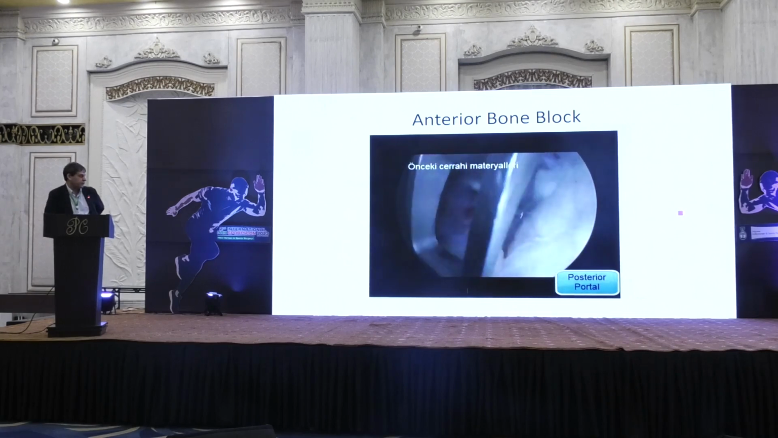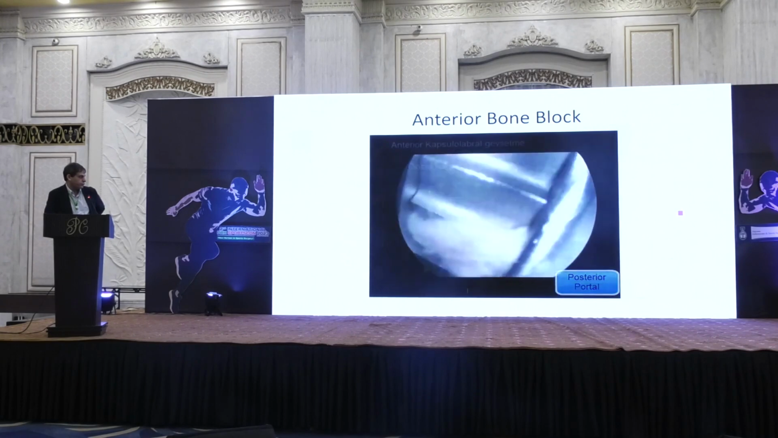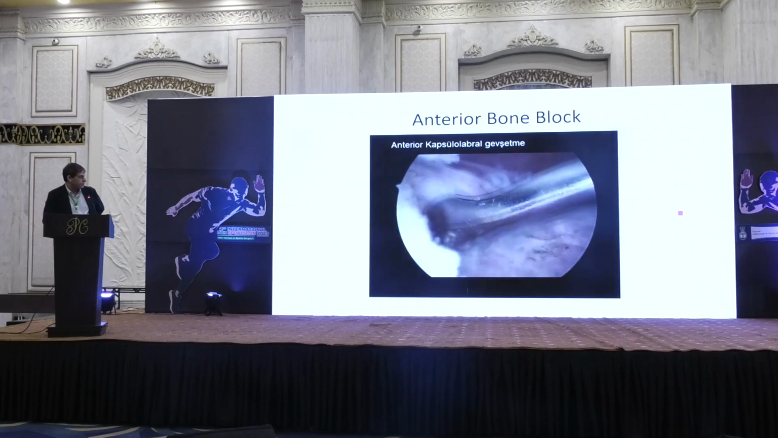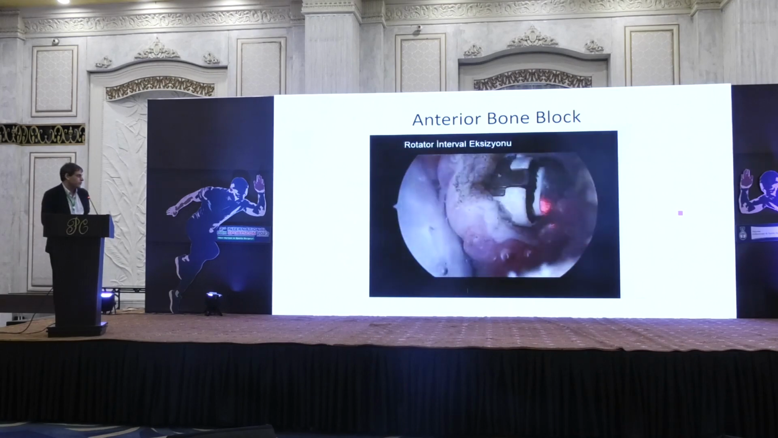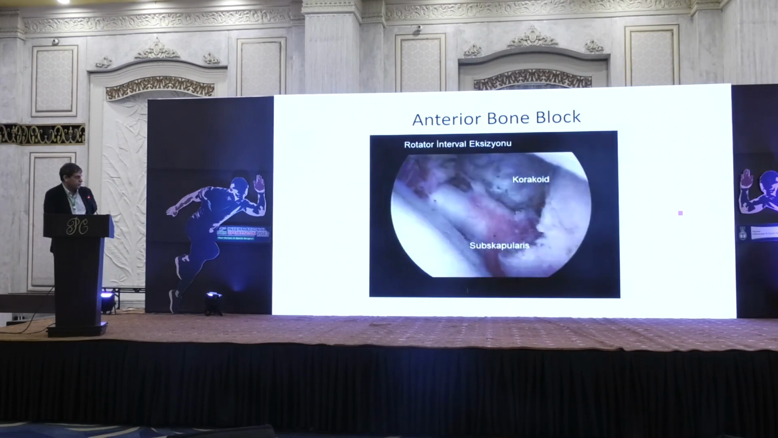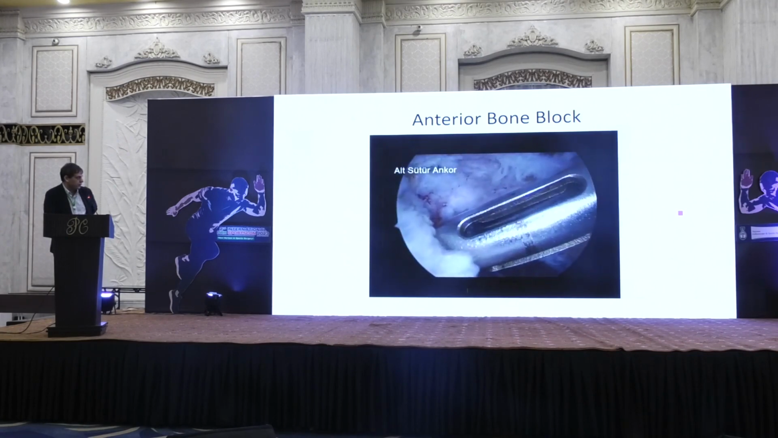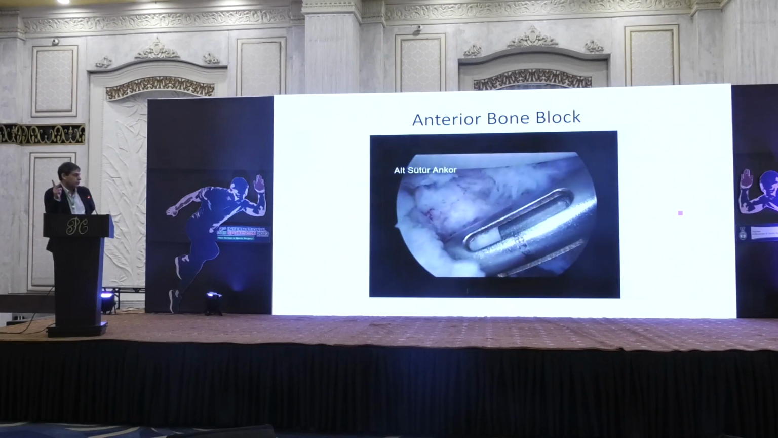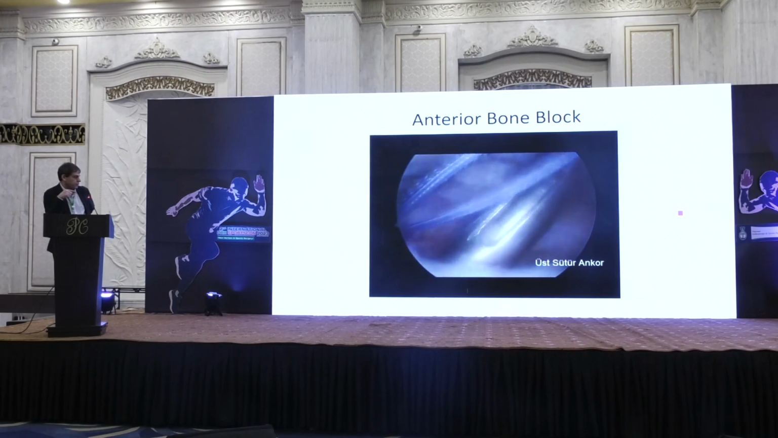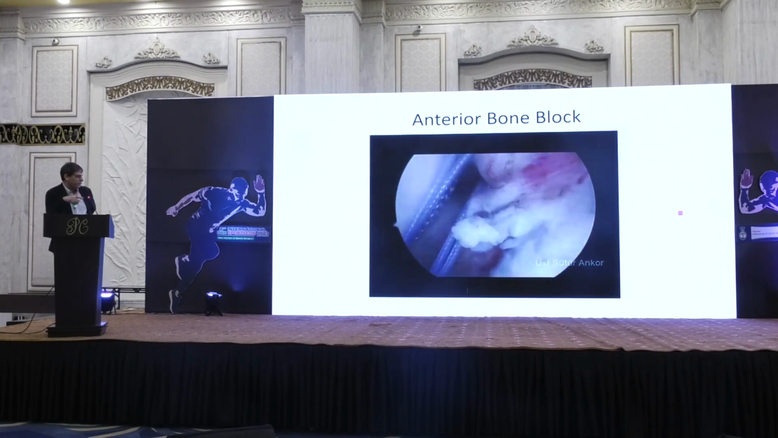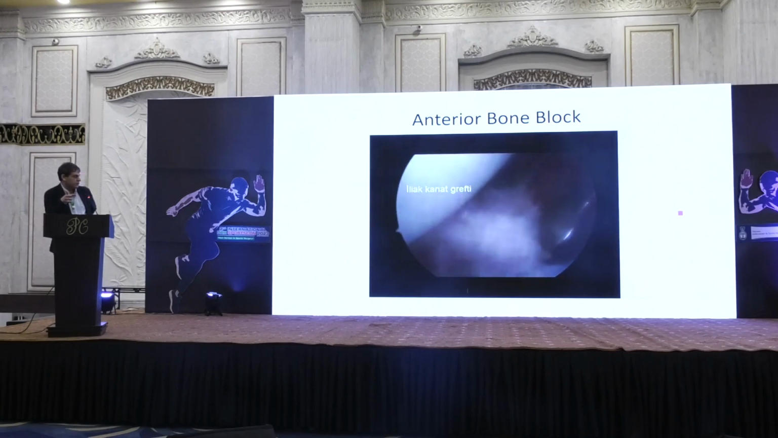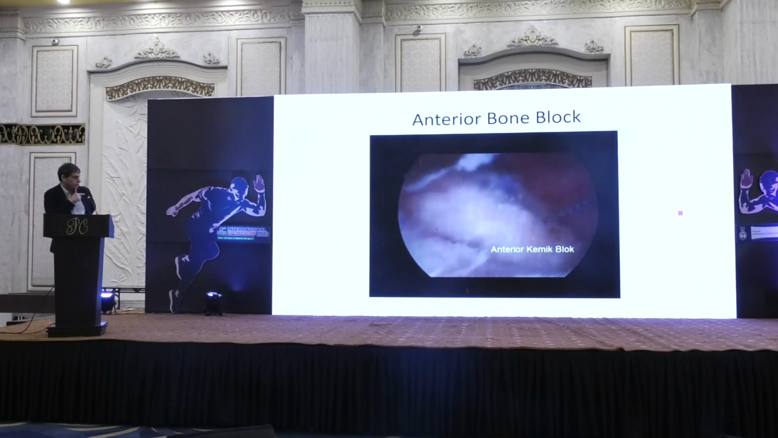Here you can see this is a revision case. We are looking for the posterior portal. Sorry, the writings are in Turkish. So we are removing the interval first. The interval is removed. You can see the coracoid, subscapularis. Then we put two anchors into the spongious bone. This is the second anchor. Then we made a loop outside the joint, and we translate the graft into the joint.